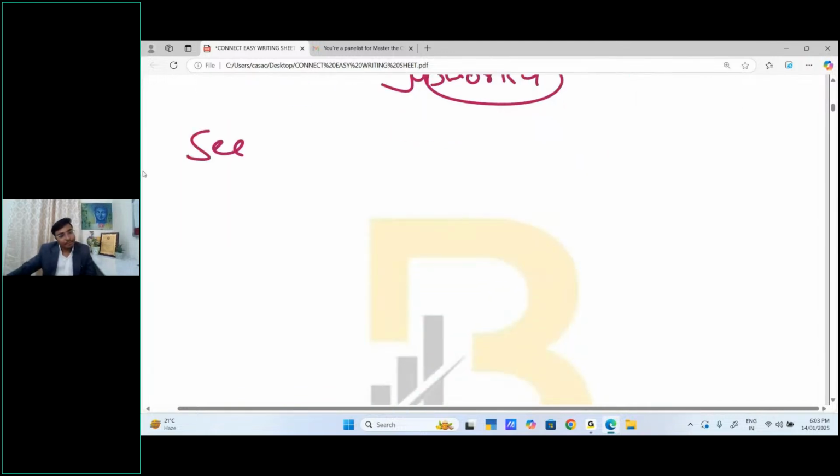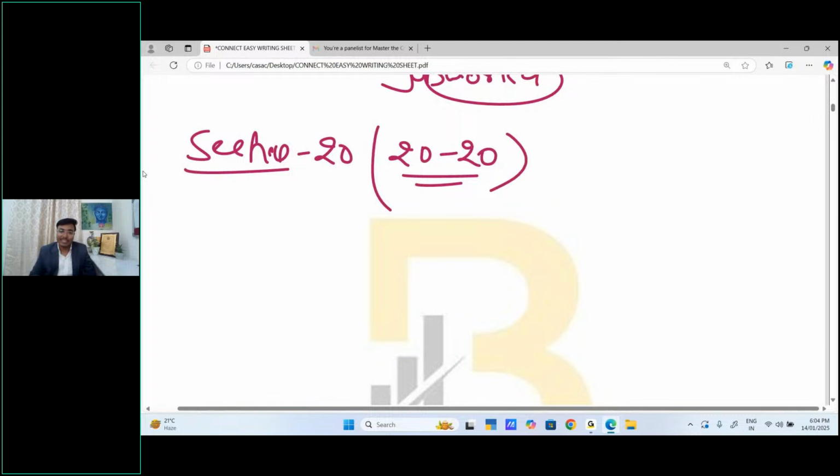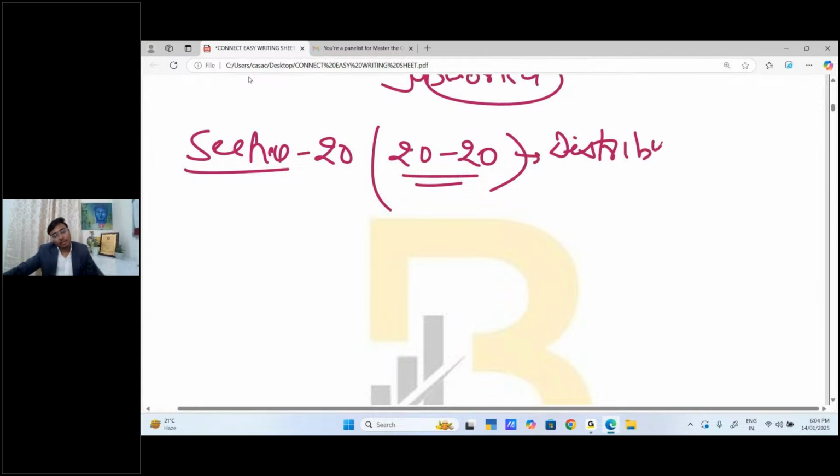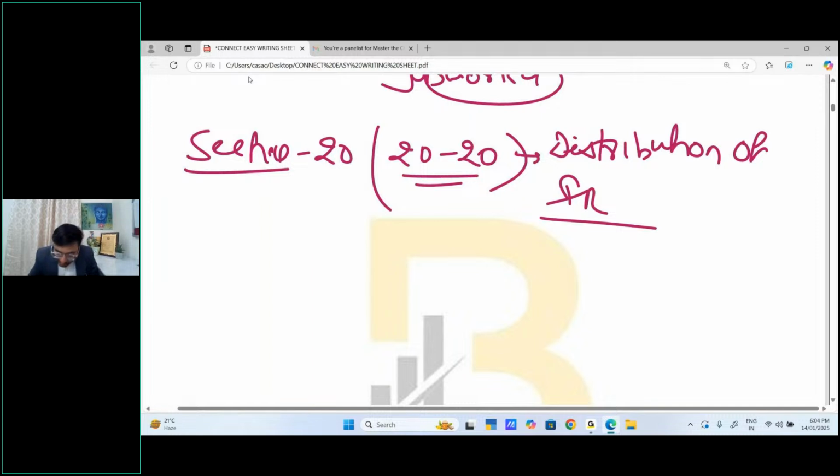Section number 20. Just link this word 2020. Whenever you will see 2020, that is distribution. Distribution of ITC, that is input service distributor. So this section number 20, 2020, that is distribution of input tax credit. Who is going to distribute the input tax credit? Input service distributor. What do you mean by this input service distributor?